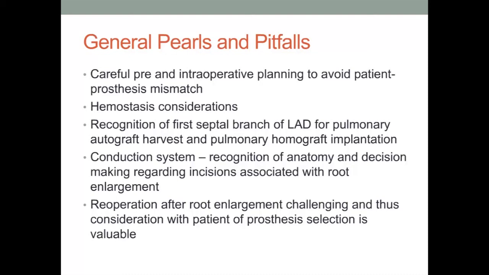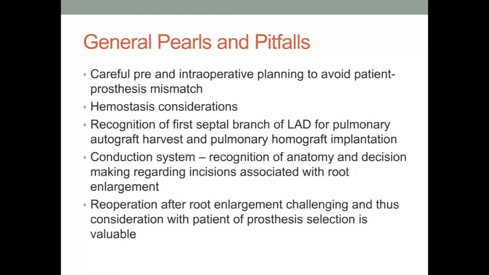Due to the significant challenges of any future reoperation on the aortic root following any form of enlargement procedure, great care should be taken to ensure appropriate decision-making regarding prosthesis selection and preoperative decision-making based upon an understanding for a desired long-term outcome.